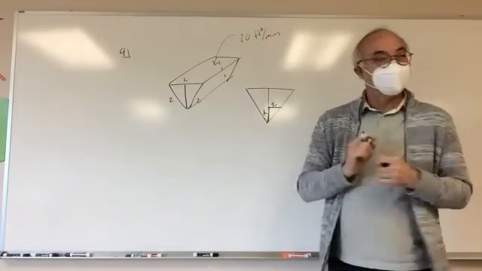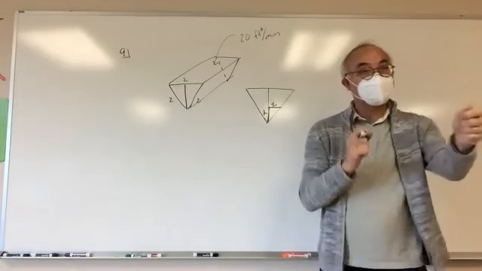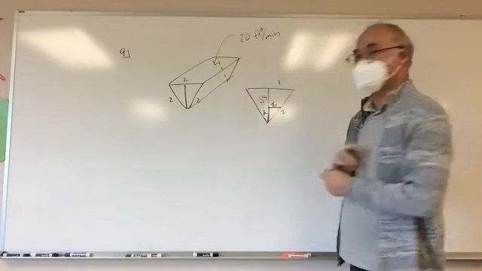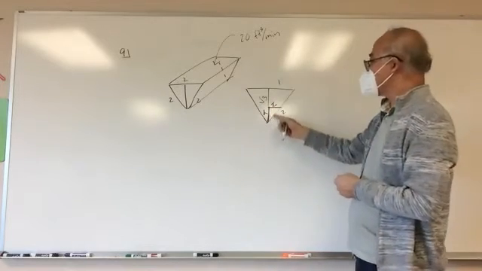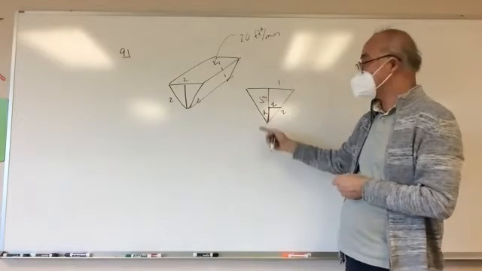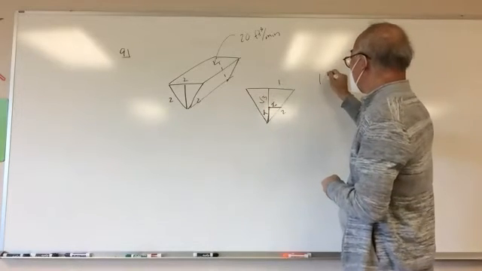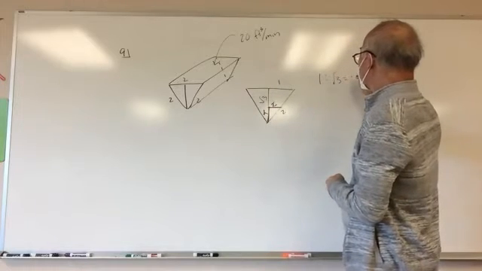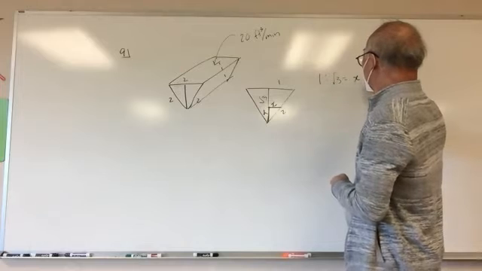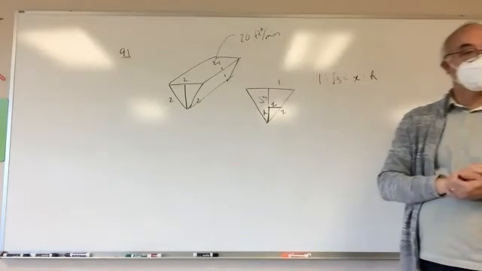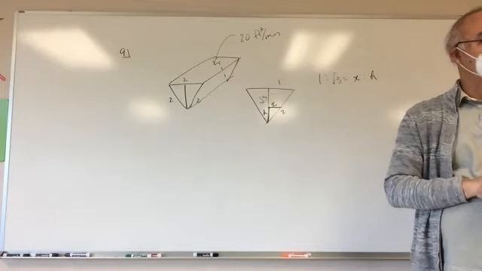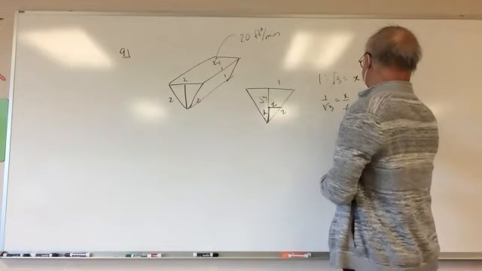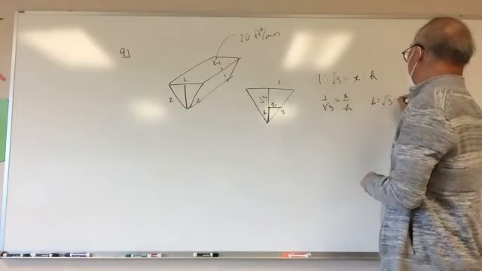Oh, it's a special triangle, right? 1, 2, root 3, because it's a 30, 60, 90 triangle here, right? Which means that when this guy is 1, this guy is root 3, which is the same as x to h, right? The ratio has to be the same. So I'm going to get 1 over root 3 is equal to x over h, which means that h is equal to root 3 x.